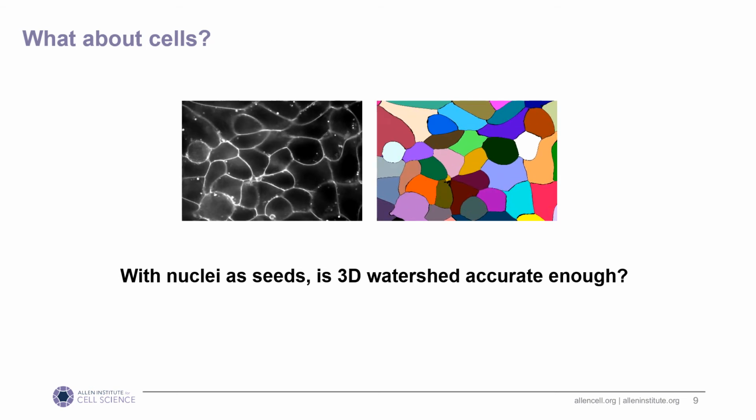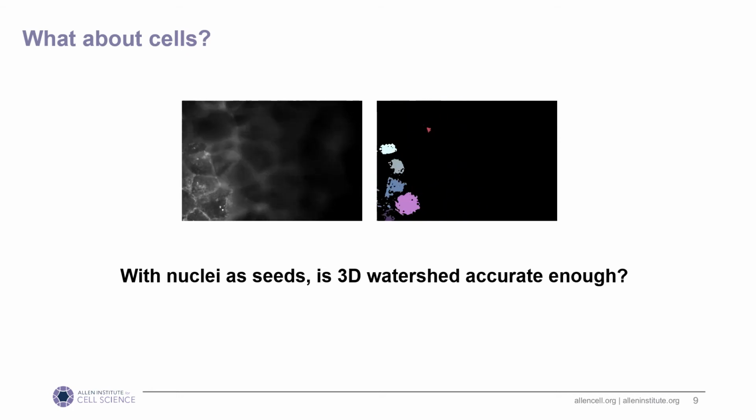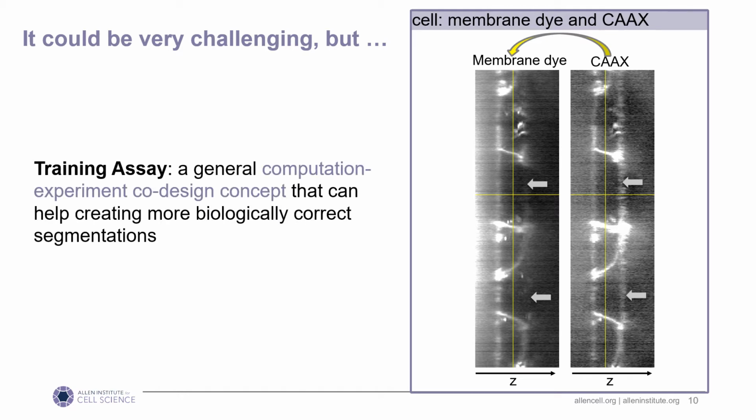Now, what about cells? With nuclei as seed, is 3D watershed accurate enough? We found that a simple watershed could have difficulty getting an accurate cell boundary. The key issue is that the top of the membrane is sometimes too dim for classic methods to find an accurate boundary. Again, we use a specialized biological experiment to obtain more biologically correct ground truths. In this case, we use the CAAX cell line to inform us of more accurate boundaries, especially near the top. We call this computation-experiment co-design concept the training assay approach.